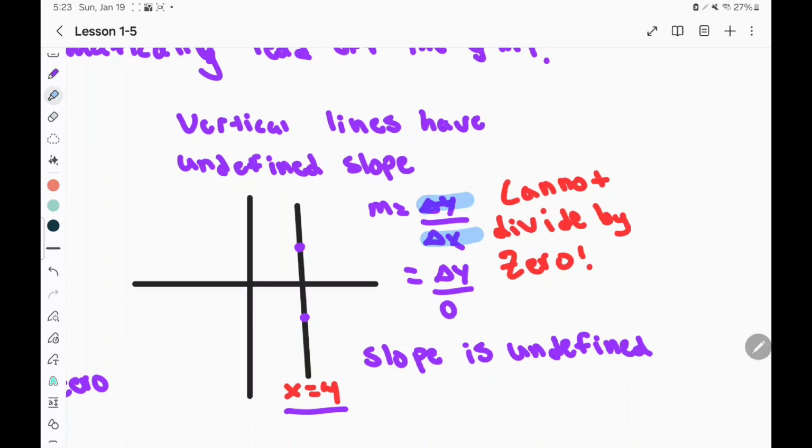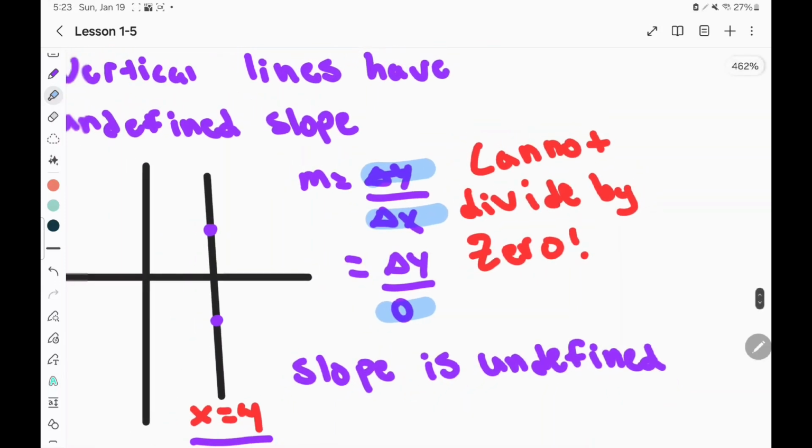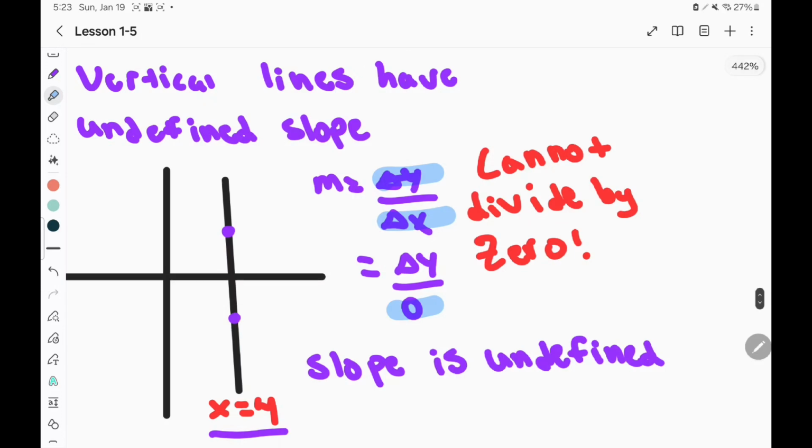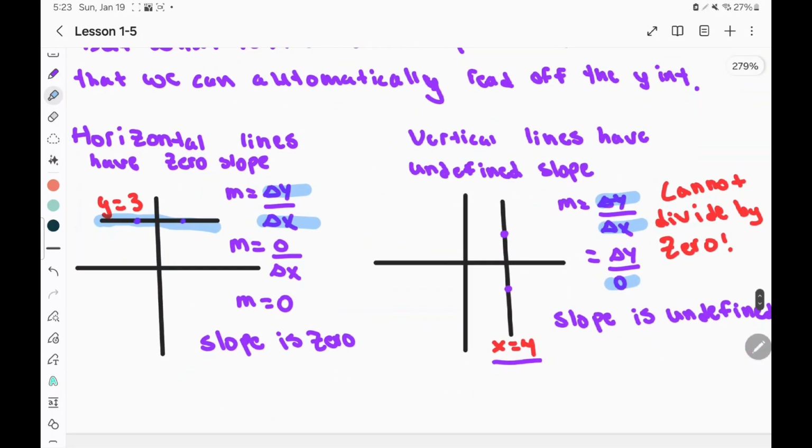But remember, anytime I am dividing by 0, we call that an undefined slope because we cannot divide by 0. So a vertical line will always have an undefined slope, because when I subtract the x values on those 2 points, they will be the same, giving me 0, and we cannot divide by 0. Just remember again, one last time, horizontal lines will always have a 0 slope, and vertical lines will always have an undefined slope.